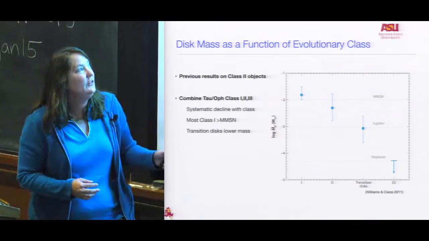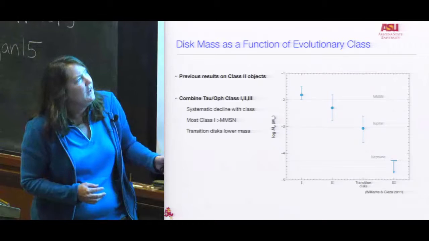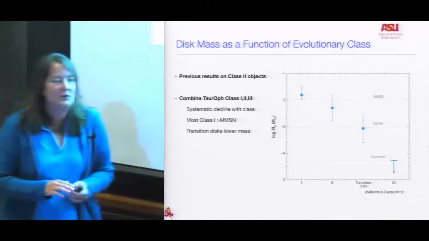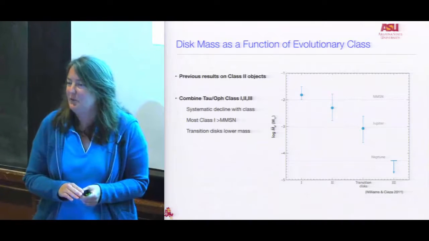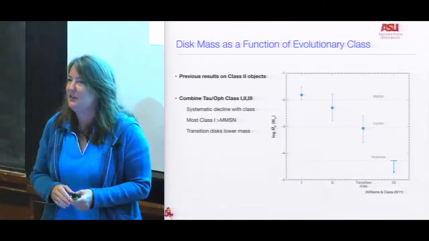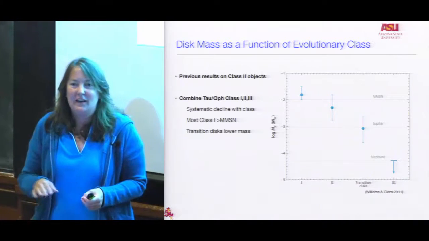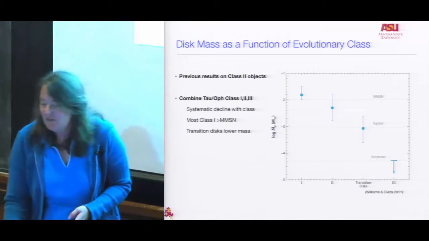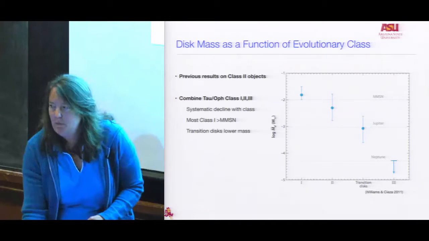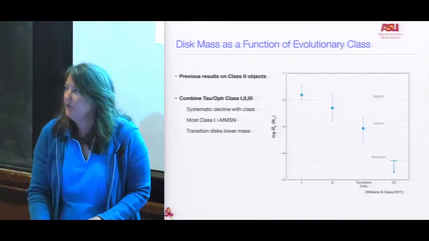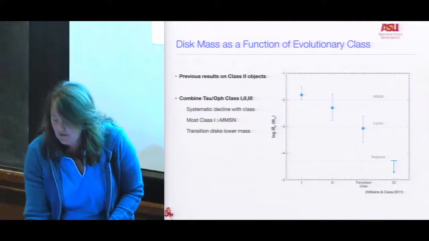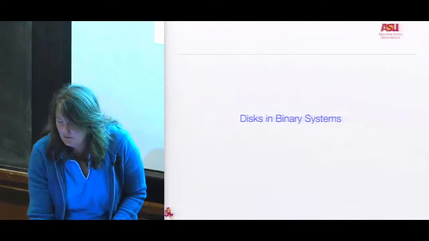And then the interesting distinction here is between class 2 objects and transition disks, which are objects where the spectral energy distribution has a dip at certain wavelength ranges, and that's thought to indicate a lack of material. And so that seems consistent with these measurements of lower disk mass associated with those spectral energy distribution shapes, where there's an indication of flux being carved out, and so there's less material there.